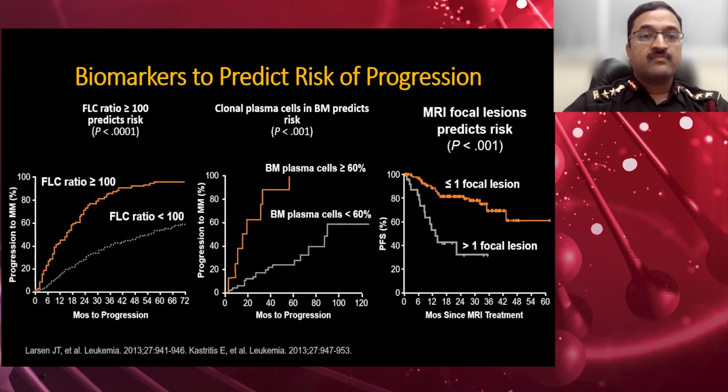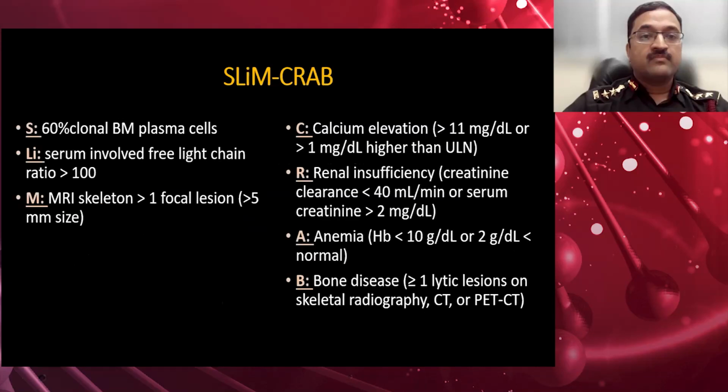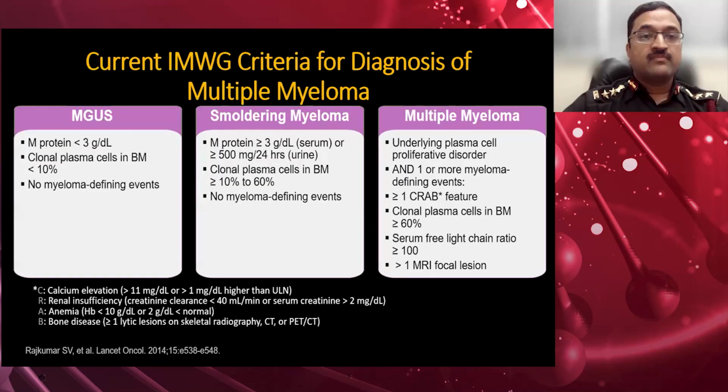So they said, rather than waiting for the end organ damage to occur, why not pick up these patients much earlier using one of these three criteria and start treating them earlier rather than waiting for the end organ damage to occur. Thus, the previous criteria of CRAB got shifted to SLIM CRAB, wherein we have all these criteria associated with it. So these are the latest guidelines as far as the diagnosis of myeloma is concerned.